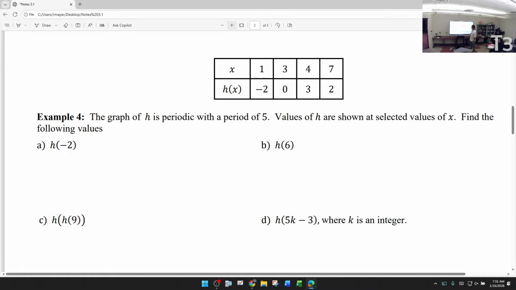So h of negative 2, and it's a period of 5. I don't have a negative 2, so I could add 5 to negative 2. If I add 5 to negative 2, I get 3. I got 3. So if you want to, just add 5 or whatever you want to do, but I don't care how you do it. If you get a 0 right there, I'm good. 6, I don't have a 6. Add 5 to 6, I don't have 11. Subtract 5 from 6, I got a 1. Good enough?